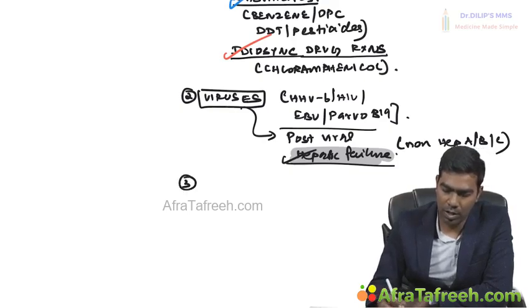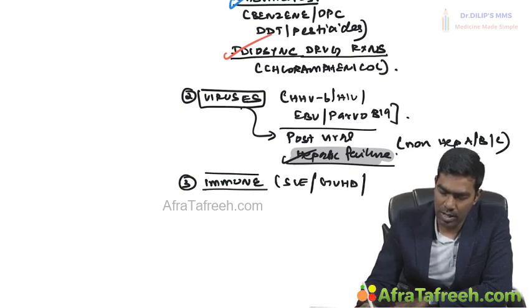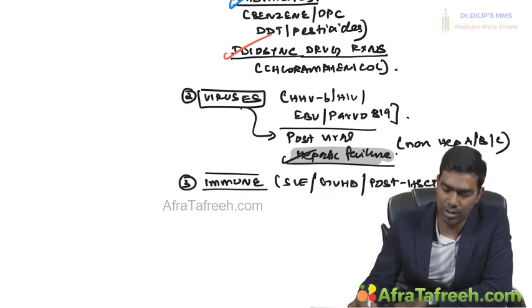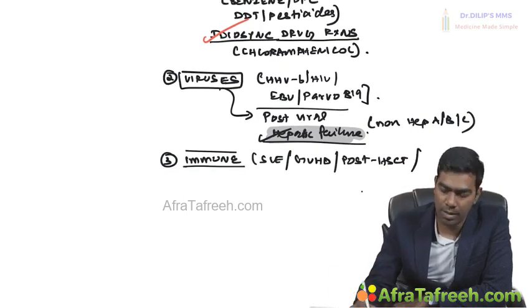And number 3, you can also get it with immune disorders. A lot of immunological disorders like systemic lupus erythematosus, graft versus host disease. Then after a hematopoietic stem cell transplant where you don't have recovery because of the allogeneic transplant, you might get this immune reaction destroying hematopoietic cells, and you might get it even with thymoma. All these are immune related causes.